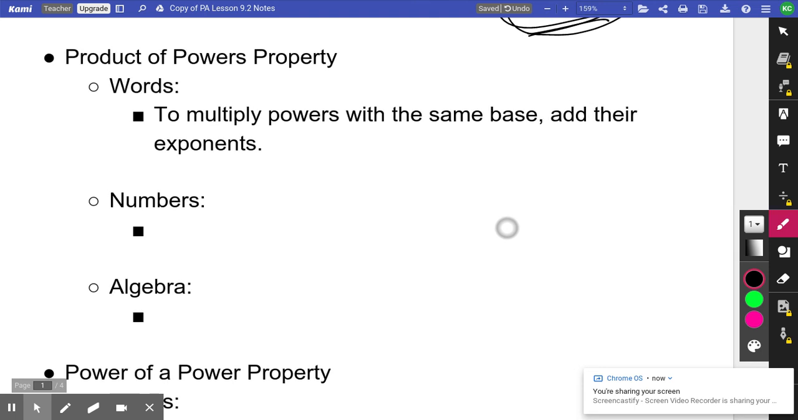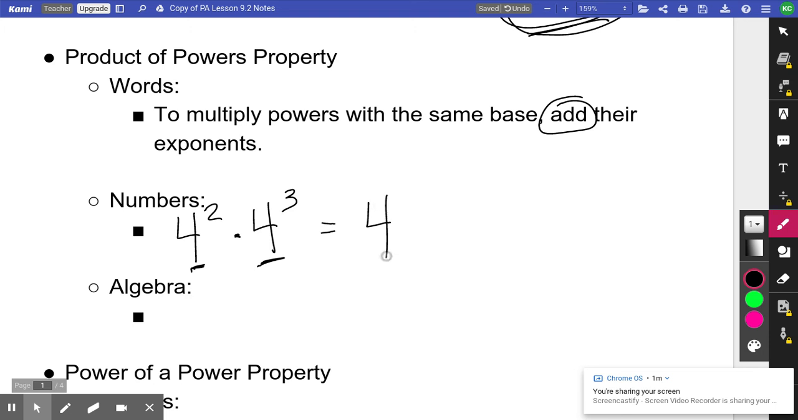So we have the product of powers property. In words, this means we're going to multiply our powers with the same base. And whenever we do that, we'll add their exponents. So what that means is if I have 4 to the second times 4 to the third, these powers have the same base. They're both 4s. So I'm going to add their exponents.